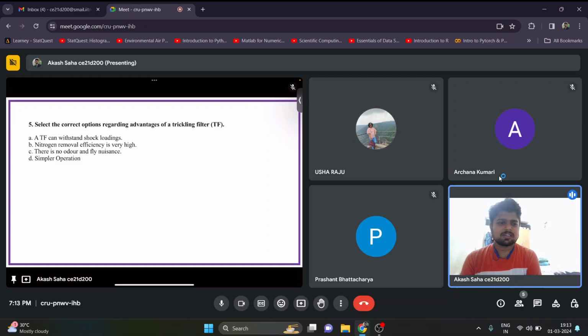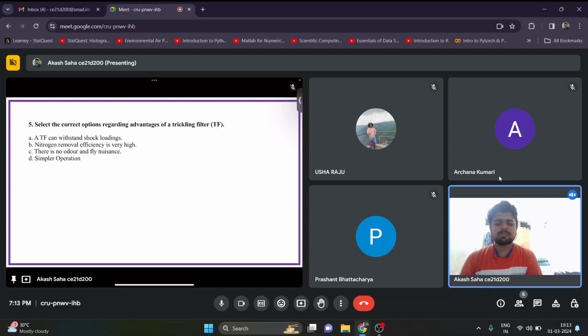So first of all, due to a trickling filter, there will be some odor and fly nuisance, because what is happening is the media is there and over that biofilm is growing. So there will be definitely some fly nuisance, because all this will attract the flies, and there will be some odor also. So option C is definitely not the correct option.